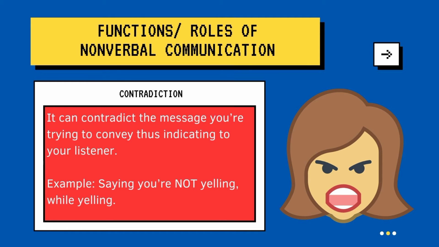Next is the contradiction. It can contradict the message you are trying to convey, thus indicating to your listener. For example, saying you're not yelling while yelling. It is important to remember that conflicting body language or voice tone do not necessarily mean a person is not telling the truth. It can also be a result of feelings of uncertainty or frustration.